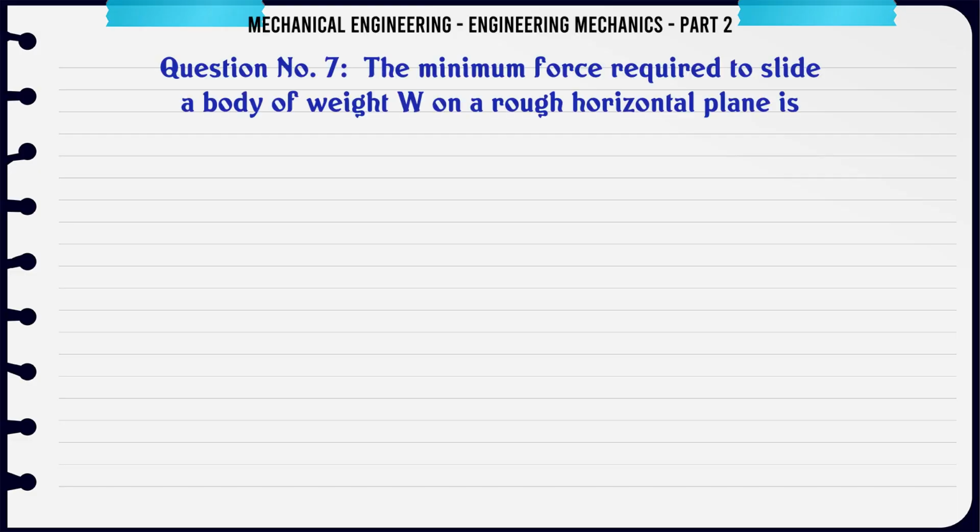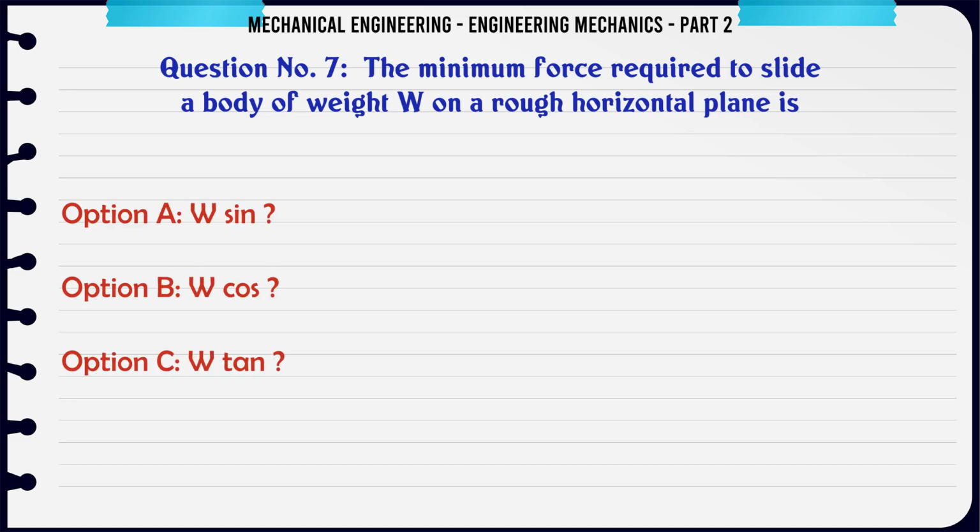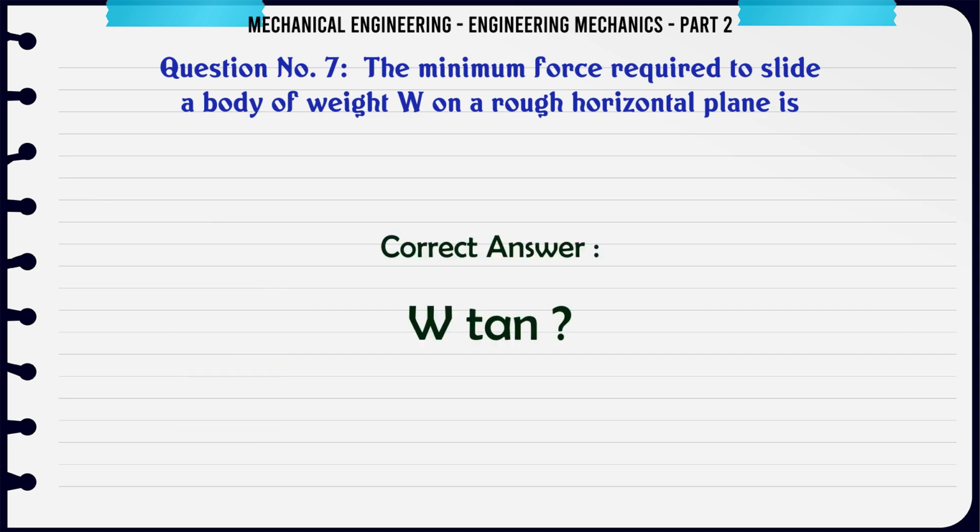The minimum force required to slide a body of weight W on a rough horizontal plane is A. W sin, B. W cos, C. W tan, D. None of these. The correct answer is W tan.